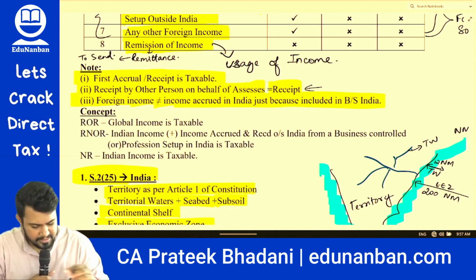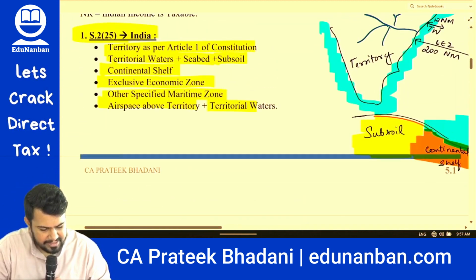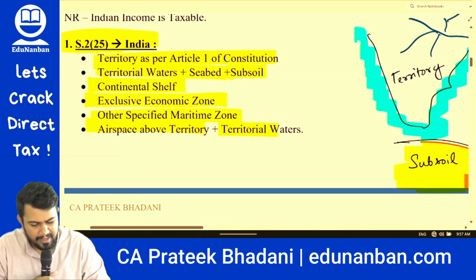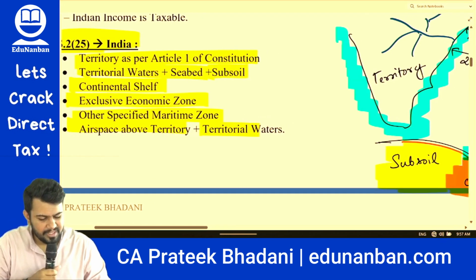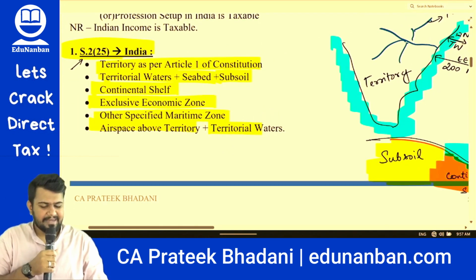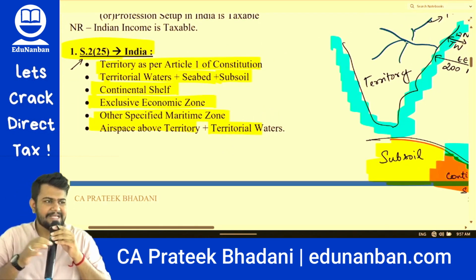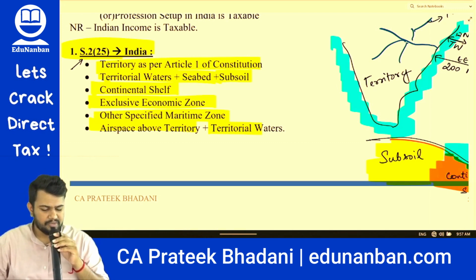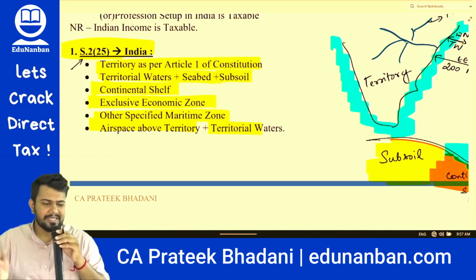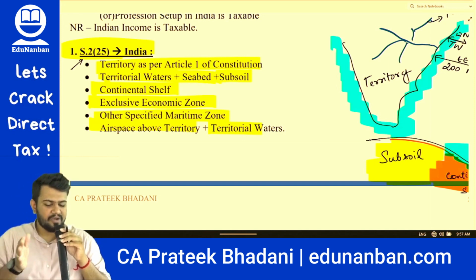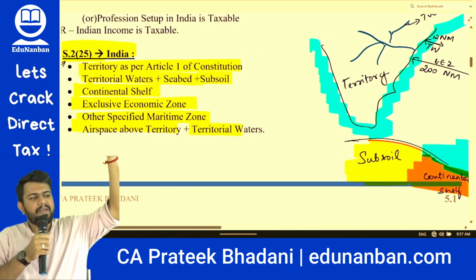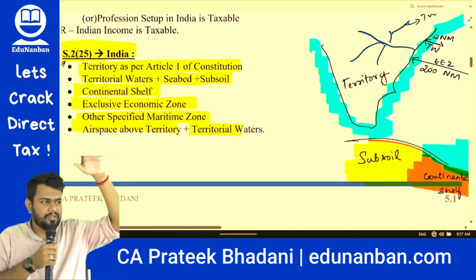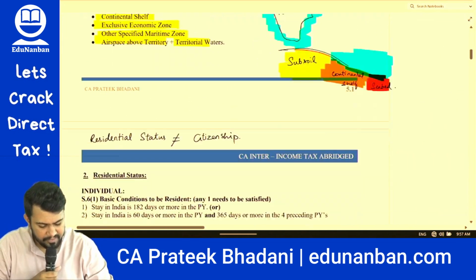Fine. Next, let's see what is the definition of India. India is defined in section 2 clause 25 of the Income Tax Act. It includes territory as per article 1 of the Constitution, then territorial waters, sea bed, subsoil, continental shelf, exclusive economic zone, other specified maritime zone, and the airspace that is above the territory and territorial waters. So this is the definition of India.